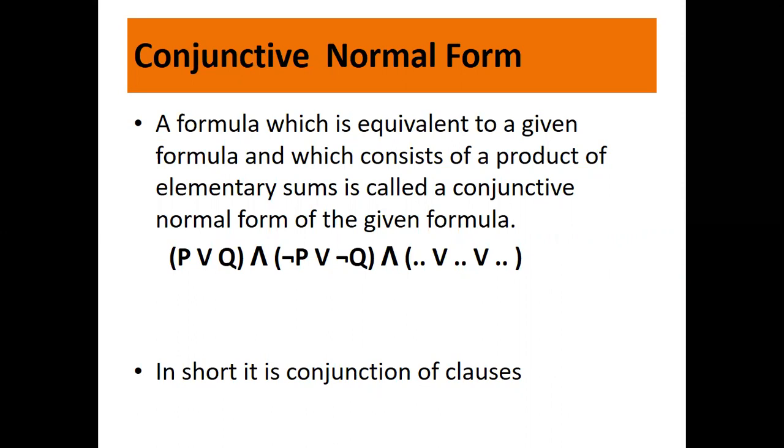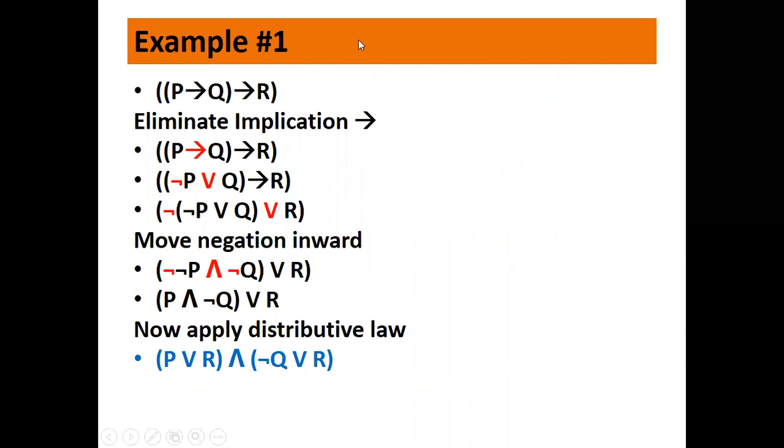Let us start with the first example. So the statement given is P implies Q and this whole implies R. Okay, P implies Q and this whole implies R. What is the first thing you need to do? Eliminate implication. So we'll eliminate the inner implication first, that is P implies Q. When you eliminate it, how will it be? Again I repeat, implication is replaced using negation and or operator. So P implies Q will be converted to negation of P or Q, right?